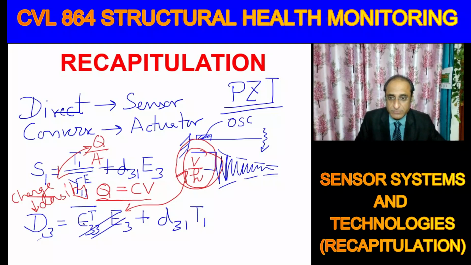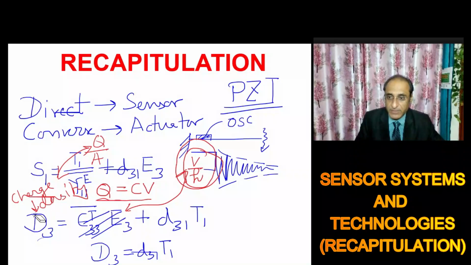This term goes because there is no external electric field, we don't apply any external electric field. So we get a simplified equation for that case, D3 equal to D31 into T1, and you can elaborate this equation further. So let's do that. I gave you homework, so some of you may have tried, but let's do it here.